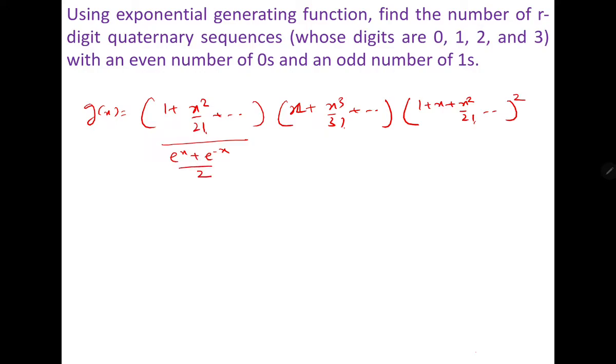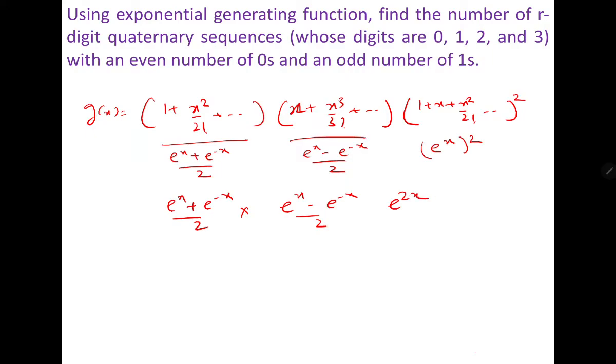Now the first important observation is that the even series is equal to (e raised to the power x plus e raised to the power minus x) by 2. Please do remember this formula; you can verify it yourself. The second term is (e raised to the power x minus e raised to the power minus x) by 2, and the last is simply e raised to the power x, squared. So my generating function would be this, then this one, and then e raised to the power 2x. If you simplify it, it becomes (e raised to the power 4x minus 1) by 4. Now we need the coefficient of x raised to the power r by r factorial.